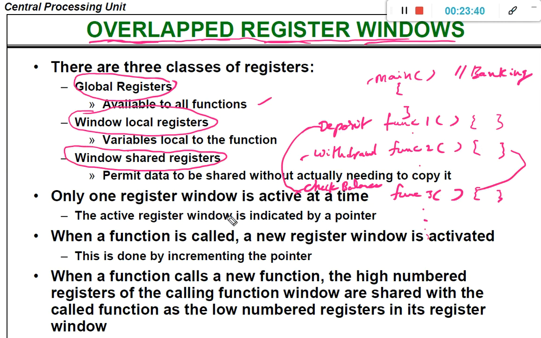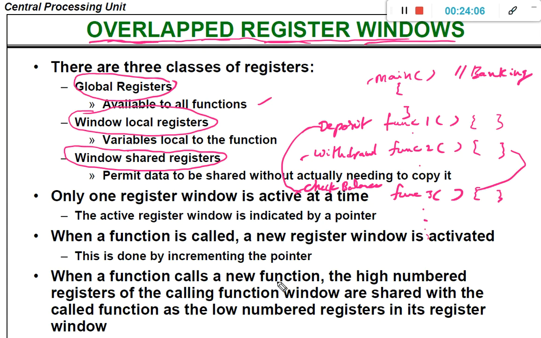Only one register window is active at any time. So at any time, we can execute either the deposit or the withdrawal or the check balance function. We cannot execute all of the functions at the same time. When a function is called, a new register window is activated. For example, if from the main function, function 2 is called, then the function 2 window will be active.